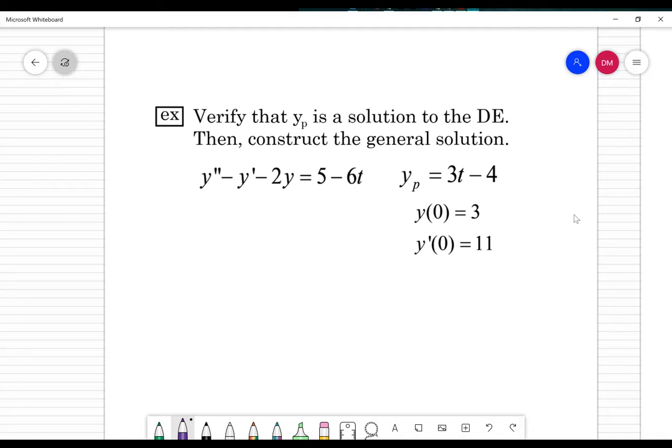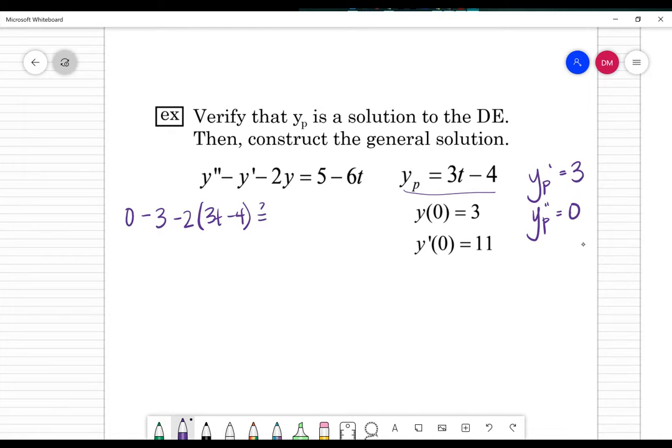Again, the idea is that you differentiate and substitute. So we'll just do the first one and get a handle on that. So yp prime here is going to be equal to 3, yp double prime equal to 0. So substituting in to verify this is a solution, we should see that 0 minus 3 minus 2 times 3t minus 4. That is our y that we're testing right here.